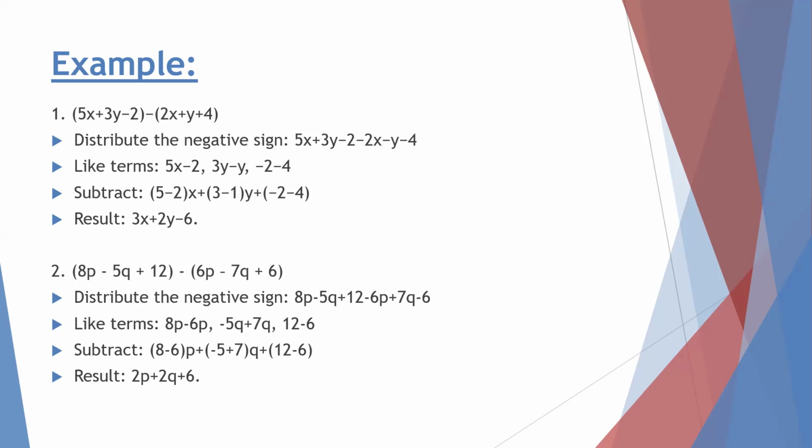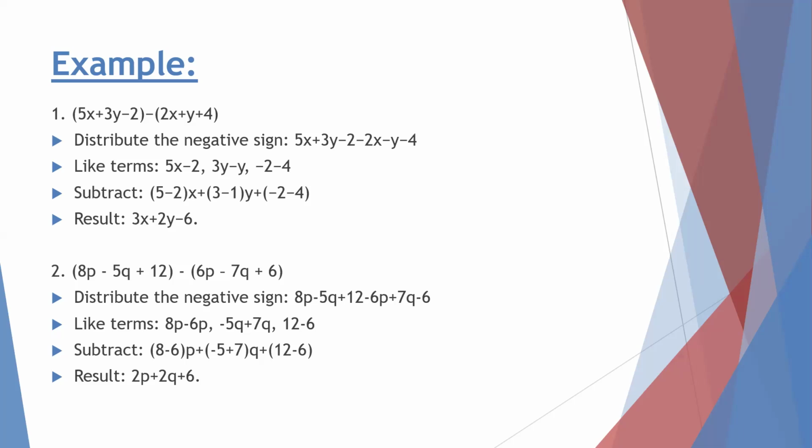8p minus 5q plus 12 is subtracted by 6p minus 7q plus 6. Same, make sure you remember those steps. First, distribute the negative sign, bring the like terms together, subtract, and you'll reach your final result. So first, distribute the negative sign, which is 8p minus 6p.